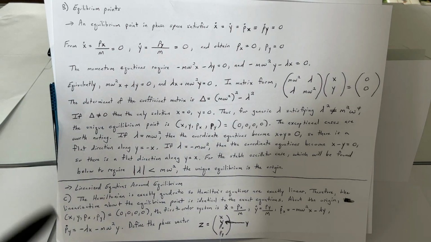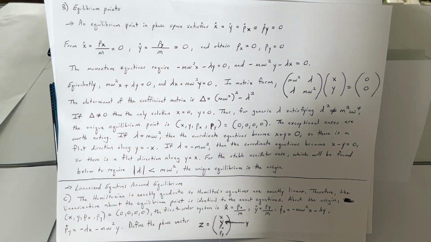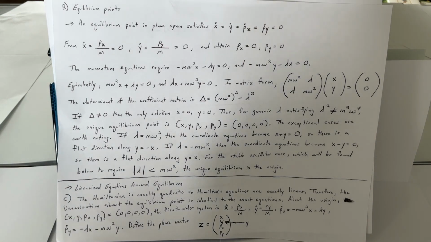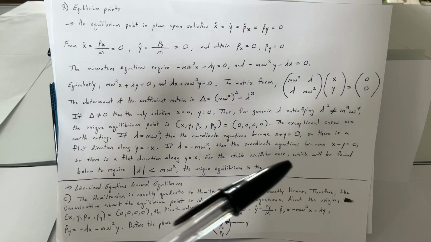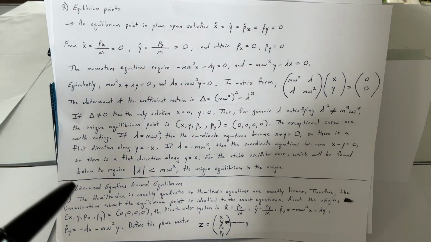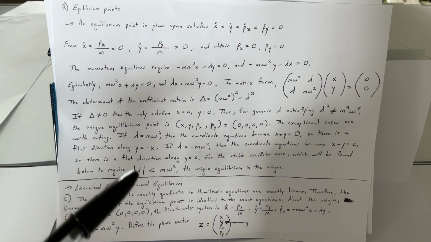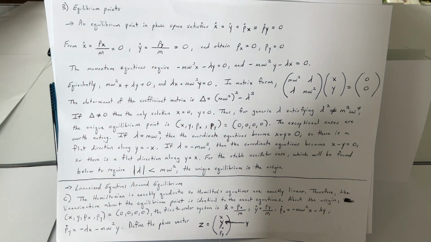The exceptional cases are worth noting. If lambda equals m omega squared, then the coordinate equations become x plus y is 0. So there's a flat direction along the line y equals negative x. And if lambda equals negative m omega squared, then the coordinate equations become x minus y equals 0, or x equals y. So there's a flat direction along y equals x. For the stable oscillator case, which will be found below, we require the absolute value of lambda to be less than m omega squared, and then the unique equilibrium is the origin.